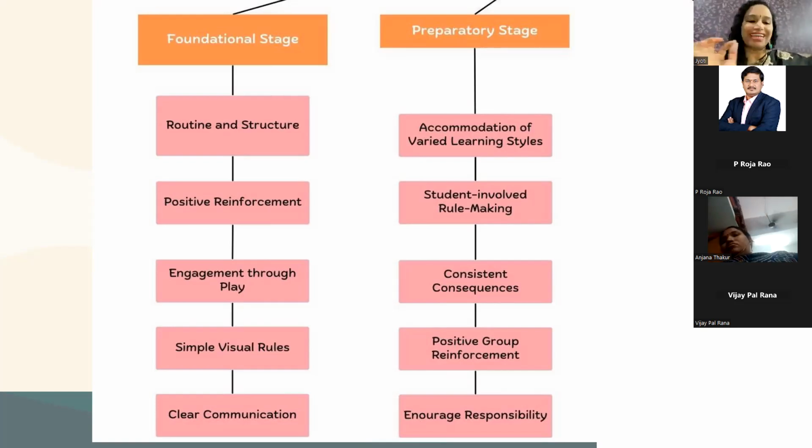We set certain rules. You must have all seen these visual cue cards. Hands, and then it says, keep your hands to yourself. Or eyes, and it says, eyes on the teacher. Correct? Things like that. Simple visual cues. Because children at this age really can't read, mostly up to the end of the foundational stage where they start reading very fluently. So simple visual rules instead of making it complicated for them.